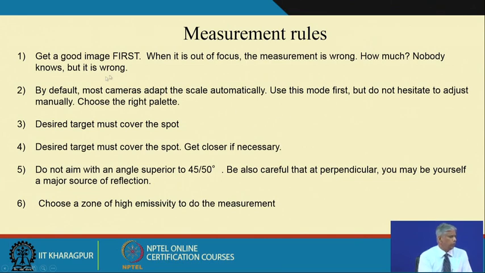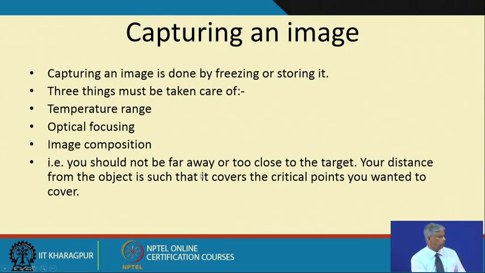So, some of the measurement rules: get a good image first by this focusing system, and then the target must cover the spot. Do not aim beyond this, and try to measure on a high emissivity surface and make sure that your body reflection does not come onto you. So, capturing an image is freezing it. You have to know about the temperature range, the focusing and image composition. You should not be far away or too close to the target. Your distance from the object should be such that it covers the critical points you want to cover.